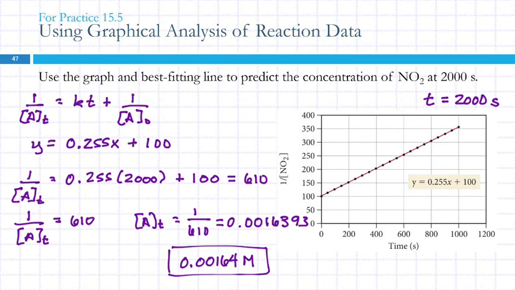Questions? Yeah. Can you leave it as a fraction? No, you can't. Because if you try to enter 1 over 610 as the answer in Mastering Chemistry, it's going to say that's wrong. Does that make sense? Well, that's not a proper answer, right?